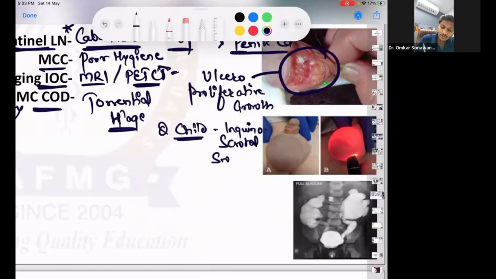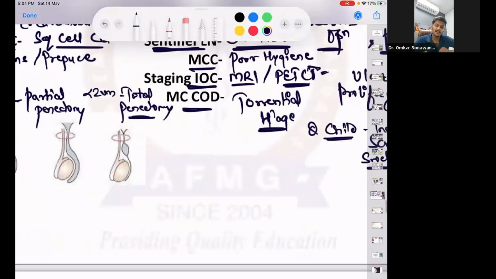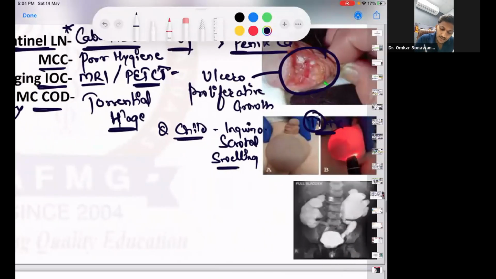So with an inguinoscrotal swelling in a child, when you perform a transillumination test, the cystic swelling is brilliantly trans-illuminant. When you put the torch on one side, due to the fluid inside the scrotum, a brilliant trans-illumination is seen. So definitely here the diagnosis would be hydrocele.